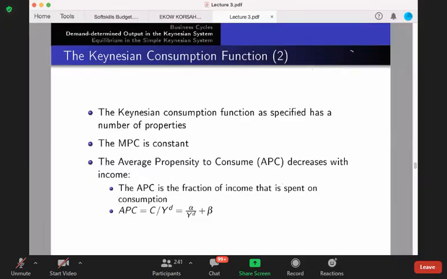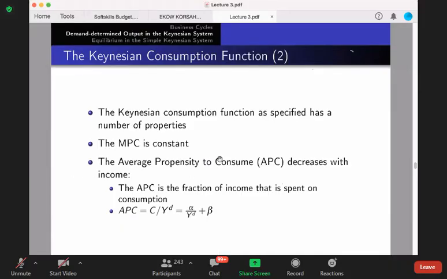But what we want is for you to be able to do it. Explain what autonomous consumption is. Okay. All right. So now these are some concepts you need to be familiar with. The marginal propensity to consume. So the marginal propensity to consume is the slope coefficient that you see in the consumption function.